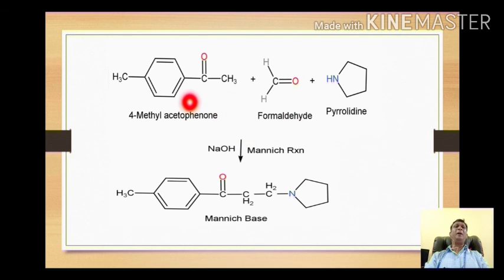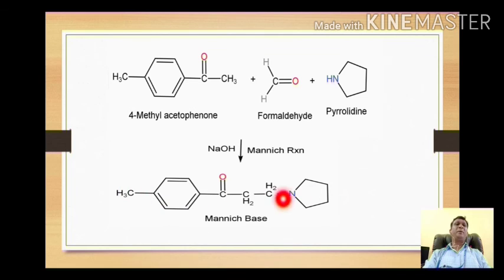So ultimately all these three components bind in a single structure. So from here we have this COCH2 because one of the hydrogen is removed out from here. From formaldehyde we have CH2, this CH2 because oxygen is liberated out, and from pyrrolidine one of the hydrogen is liberated out, so we have this pyrrolidine fraction over here.